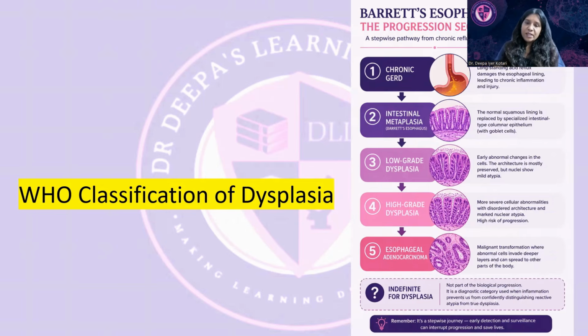Indefinite for dysplasia is a very simple diagnostic category where there is inflammation, ulceration, regenerative atypia, but you cannot confidently delineate whether it is dysplastic or reactive. That is when you put IND, indefinite for dysplasia.